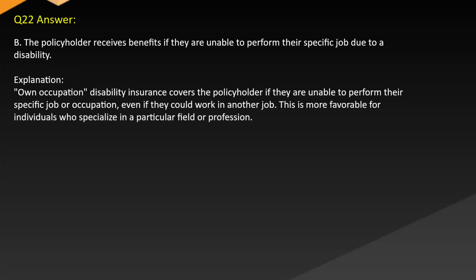Answer B. The policyholder receives benefits if they are unable to perform their specific job due to a disability. Explanation. Own occupation disability insurance covers the policyholder if they are unable to perform their specific job or occupation even if they could work in another job. This is more favorable for individuals who specialize in a particular field or profession.